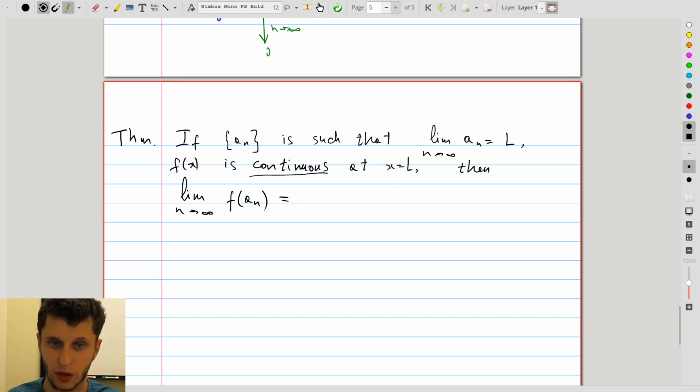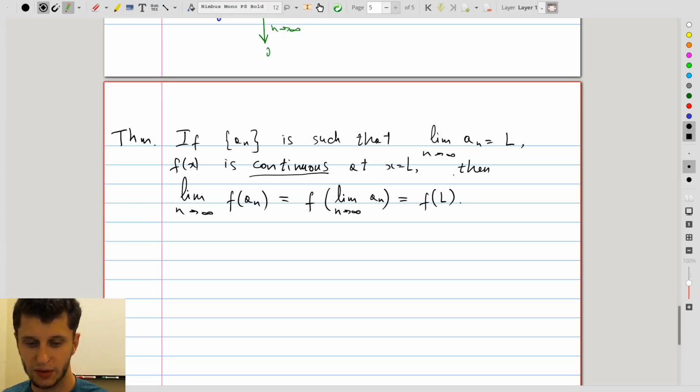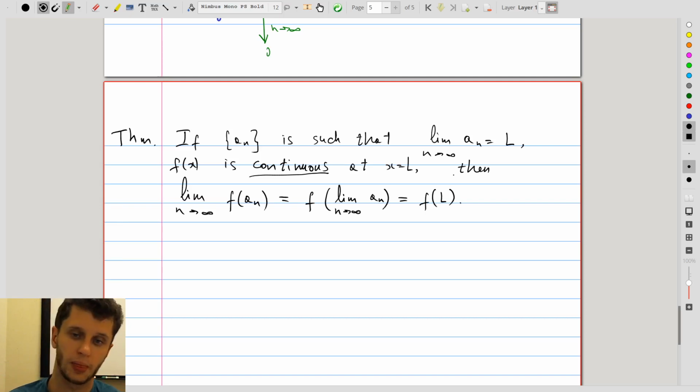This trick doesn't necessarily work for non-continuous functions. And so this here is equal to f evaluated at the limit when n goes to infinity of a_n, and that is to say, because the limit is equal to L, this is equal to f of L. And so this is a way to compute the limit of a sequence if you can express it as a composition of a continuous function with a convergent sequence.